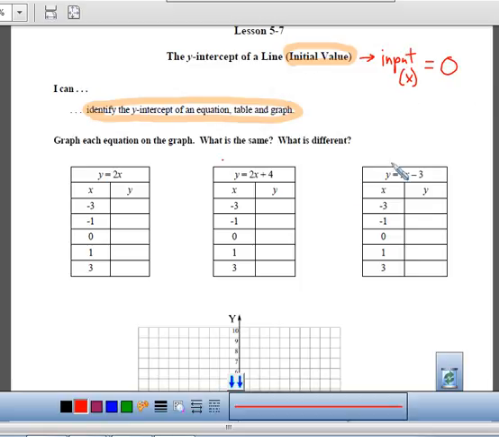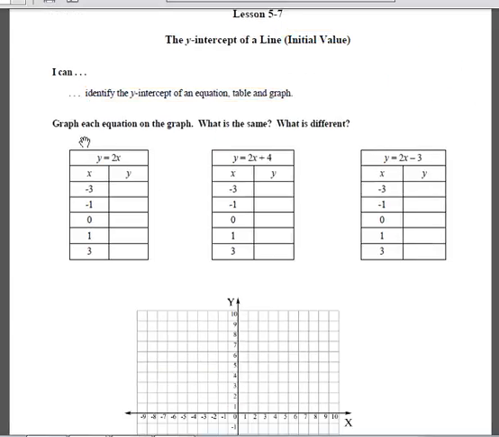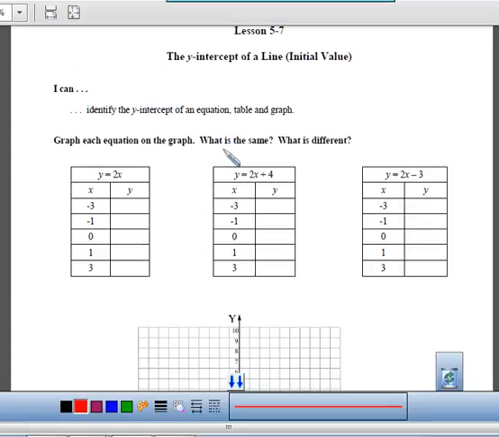Okay? Alright, so first example we have. Graph each equation on the graph. What is the same, what is different? Alright, so the first thing we're going to tackle is we're going to graph these, okay? So I have these tables, and you'll notice they give us the equation and they give us our input values, and we've got to figure out the output values that go with it.